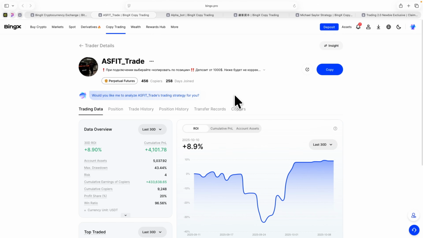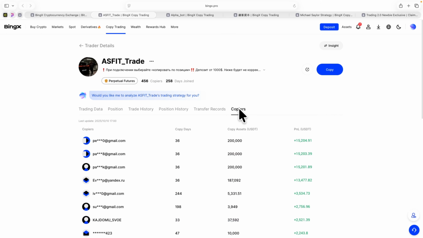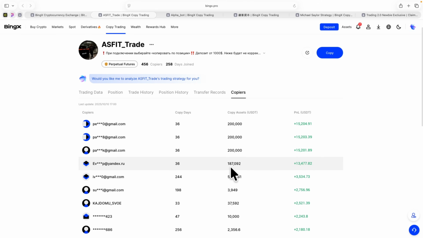Now, the first thing I always advise that you do once you come to this page where you are going to see more details, come here to where you have copiers. This way you can see how much each person is making. This is the first copier on this list. This person became a copier 36 days ago and started with a capital of $200,000. This person has made $15,000 profit. The second person also has $200,000 and $15,000 profit too. Another $200,000, $15,000 again.